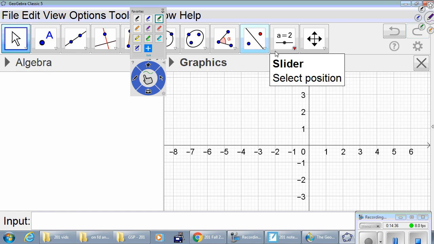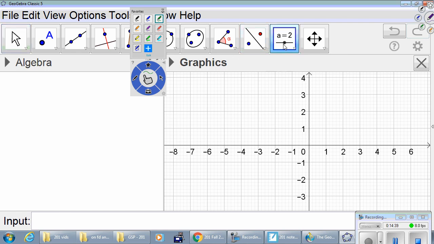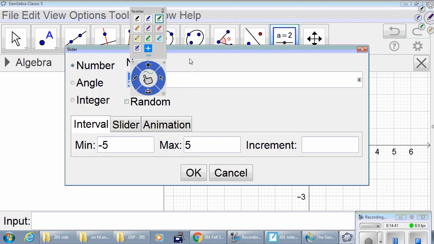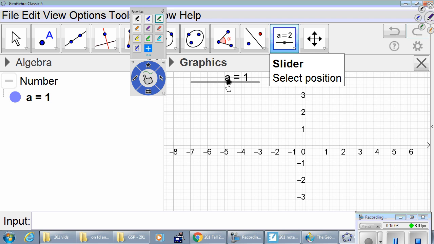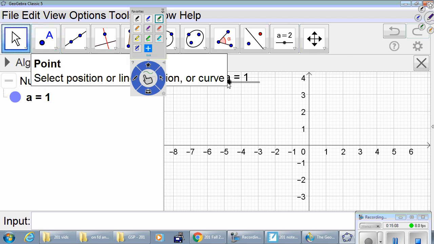All right, so I am going to make some sliders here. For a slider, I just click this button and click anywhere in the blank, and it says, okay, we're going to call this slider A, and it's going to range from negative 5 to 5. I'm going to make all my sliders range from negative 10 to 10. Going up by 1s is the default, but actually, let's make it go up by something smaller. 0.1 is good.